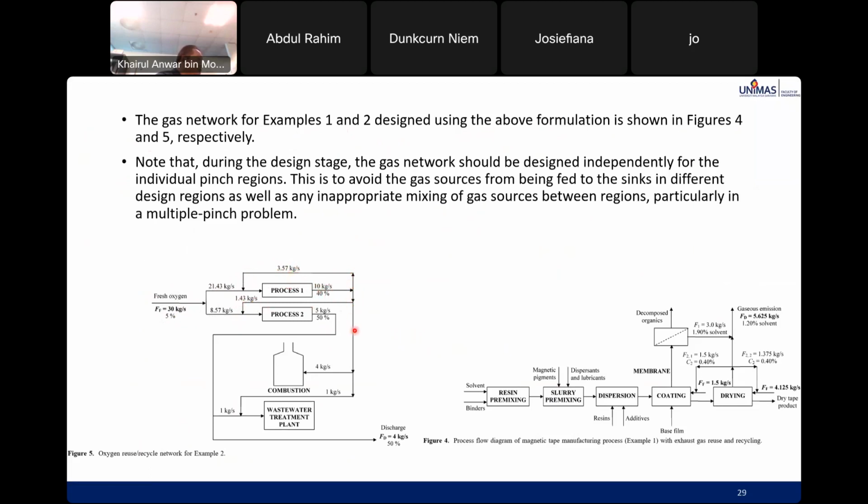The rest will be reused for the combustion and waste treatment plant. Combustion requires 4 kg, while aerobic treatment requires 2 kg. So 1 kg is coming from process 1, another 1 kg is coming from process 2. And the discharge is 4 kg, so 1 kg goes to aerobic. So like that.